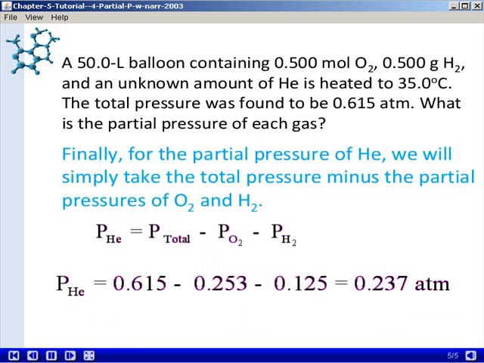Now we need to calculate the partial pressure of the helium gas. To do this, we will simply take the total pressure minus the partial pressures of the oxygen and the hydrogen. We were told that the total pressure inside the balloon was 0.615 atmosphere. We calculated the partial pressure of oxygen to be 0.253 atmosphere, and we calculated the partial pressure of hydrogen to be 0.125 atmosphere. This gives the partial pressure of helium a value of 0.237 atmosphere.